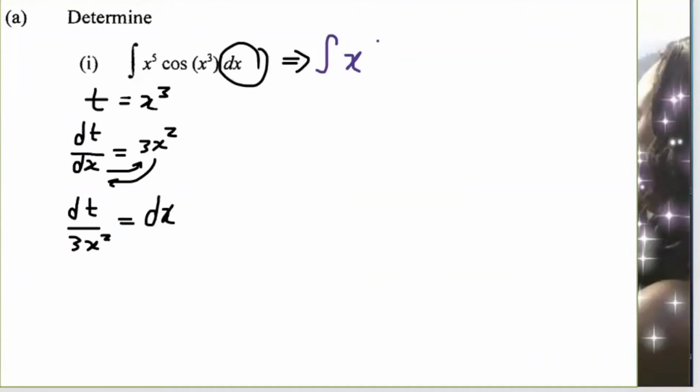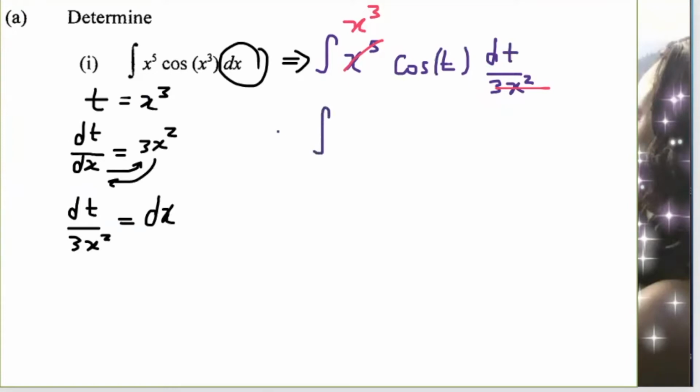Now the next part, I'll be replacing dx with dt over 3x squared. So rewriting x to the fifth, then remember x cubed is now t, so I'm going to replace x cubed with the letter t, and then dx will be replaced with dt over 3x squared. Now we can cancel x squared into x to the fifth. That will be left with x cubed. Now x cubed, it's the same thing as t. Initially, that's my substitution.